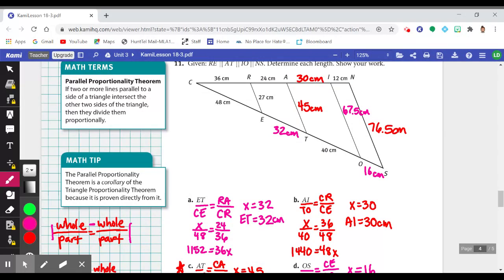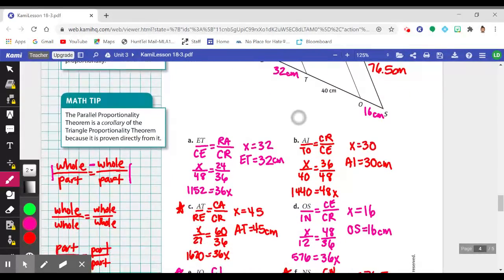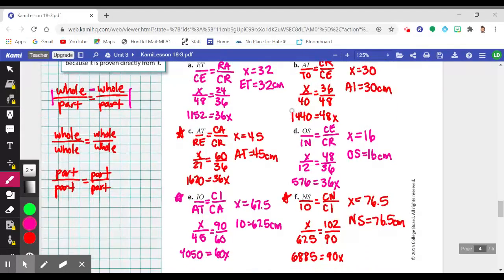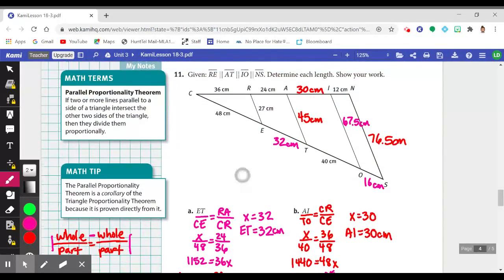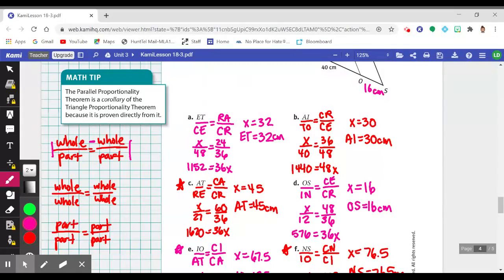And as you solve for these different segments, be sure to add those distances to your diagram. Now, C is where it gets a little bit tricky. Notice I put a little star by C. I also put a star by E and F. This is where it gets a little bit tricky. Up until this point, we've really been comparing parts to parts.